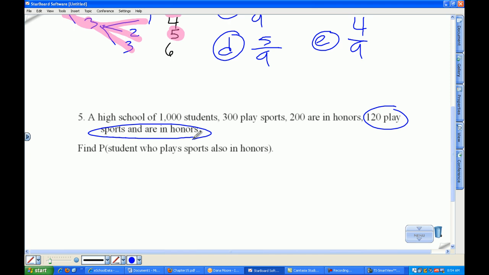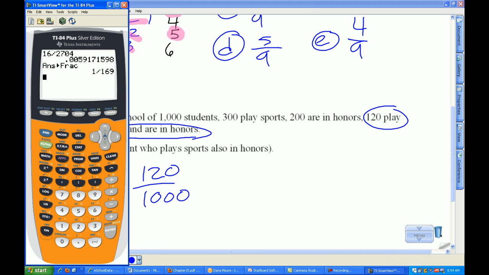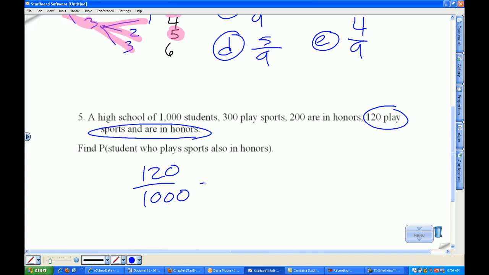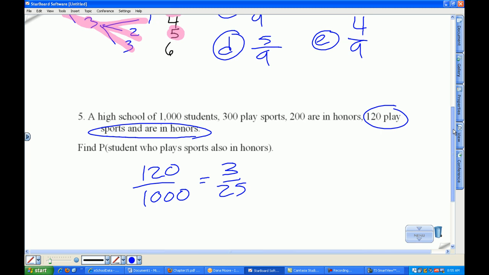The probability that someone who plays sports are also in honors, well, look at, there's 120 students who do that, and there is 1,000 students total. So basically there's your probability right there. We can reduce this with the help of our magic mystery machine here. So it gives us 0.12, which is 3 out of 25. So word problem, but it's not a fancy one. If you play sports, you're also in honors. Okay.